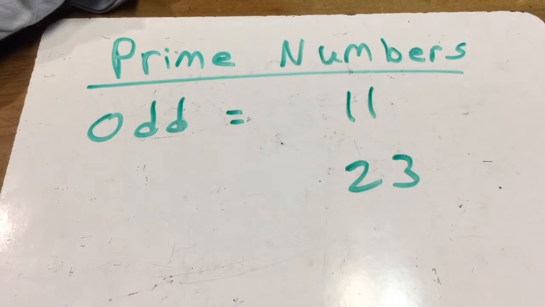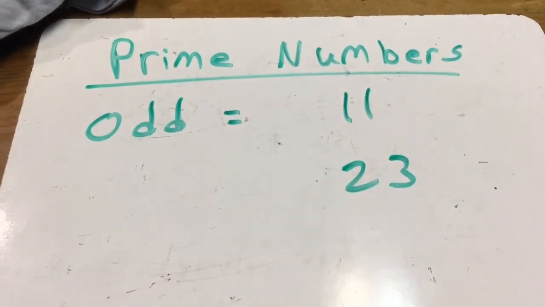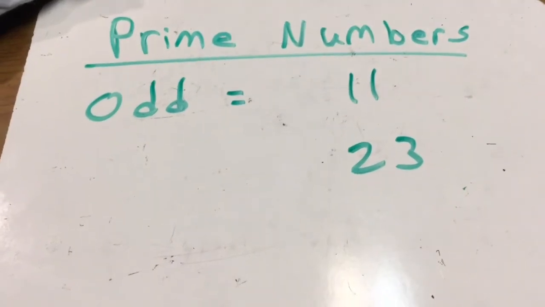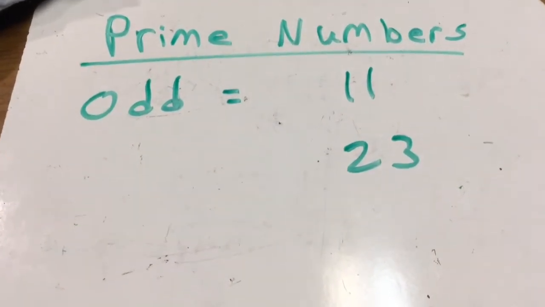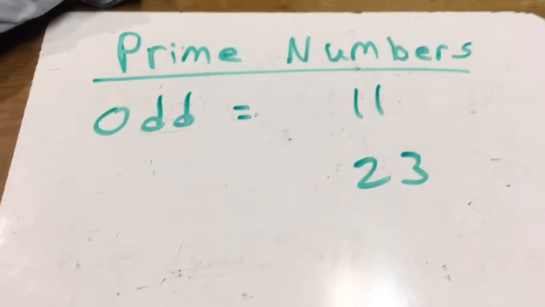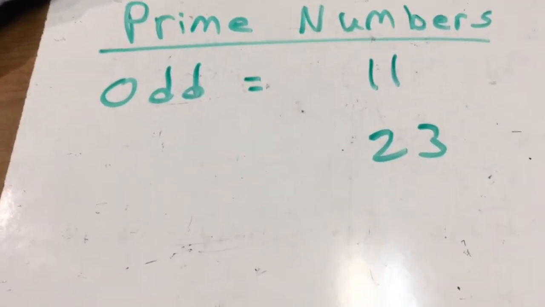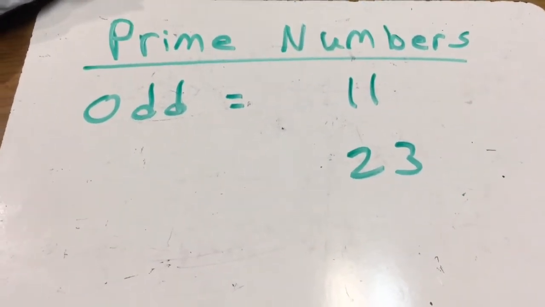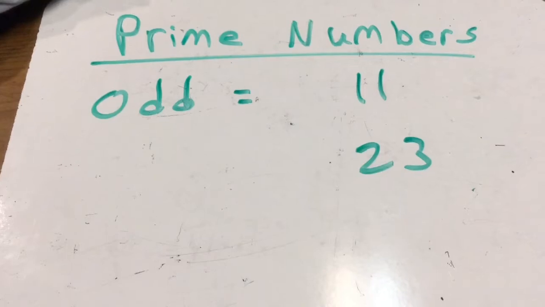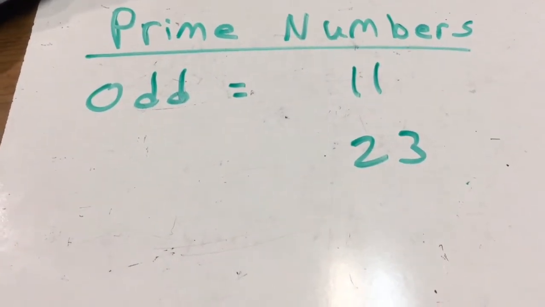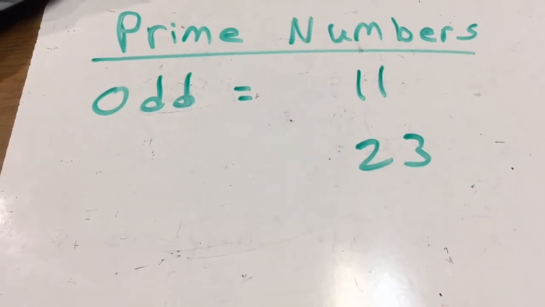Okay. Prime numbers. Notice the numbers that were prime, that were only divided by 1 and itself, were odd numbers. So prime numbers are going to be odd, but not all odd numbers are prime numbers, okay? Prime numbers are going to be odd, but not all odd numbers are prime. Let's look at the number 9. It's odd, but it's not prime.